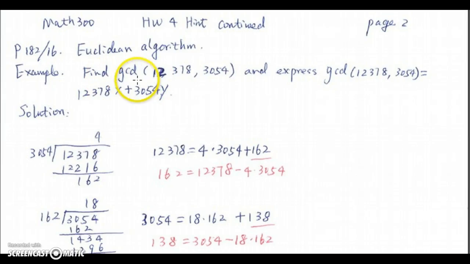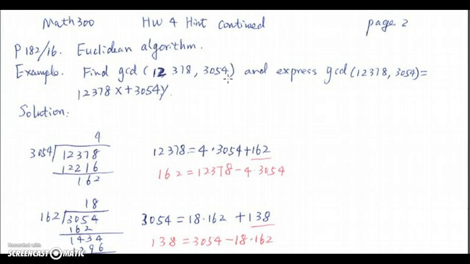So we look at this example on page 175. We want to find the greatest common divisor of these two numbers, 12,378 and 3,054.